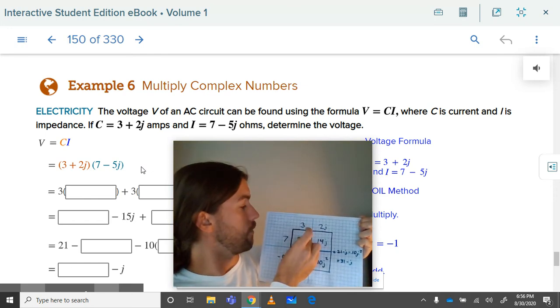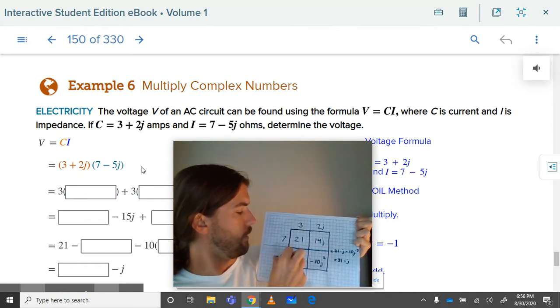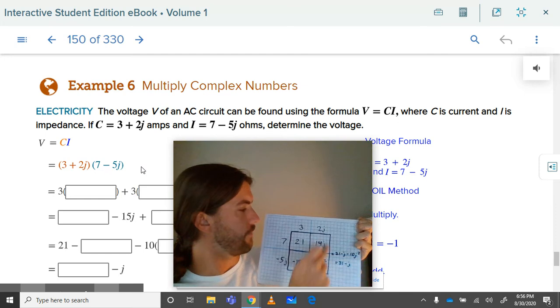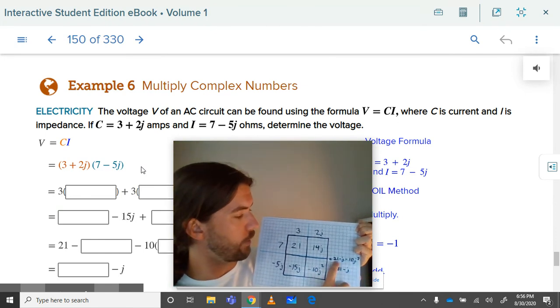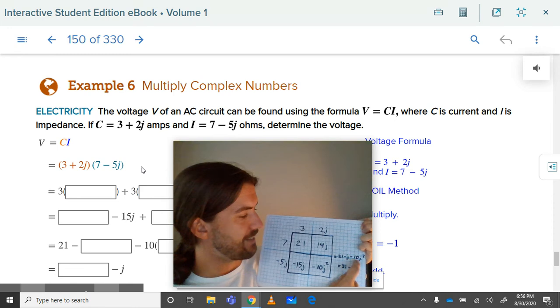Well, the 3 and the 7 make 21. 7 and 2j makes 14j. Negative 5j and 3 makes negative 15j. Negative 5j and 2j makes negative 10j squared. So all in all, we got 21. We got negative j, since we had one more negative than positives. And we get minus 10j squared.